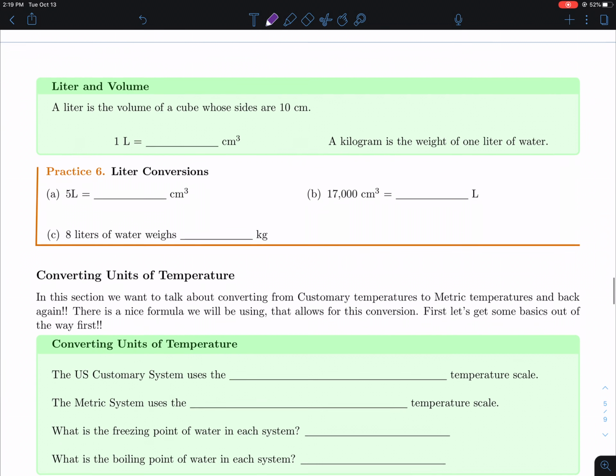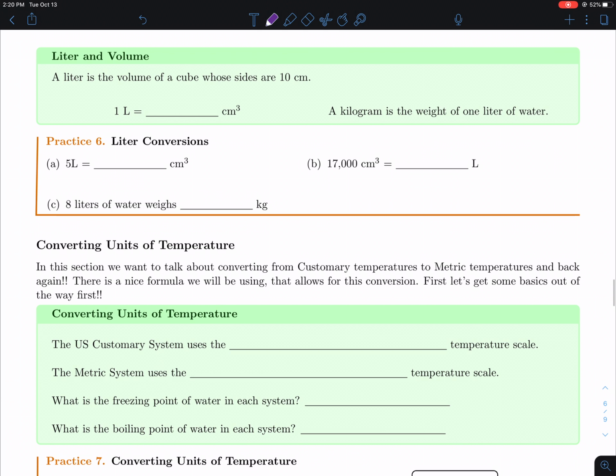So let's see, what else we got? So again, a liter is the volume of a cube whose sides are 10 centimeters. So in that case, you would just multiply 10 times 10 times 10. So 1 liter is the equivalent of 1,000 cubic centimeters. And a kilogram is the same thing as the weight of 1 liter of water. So again, go through and fill out those practice problems.